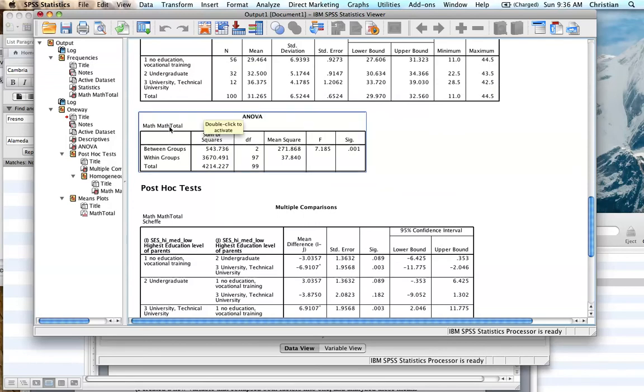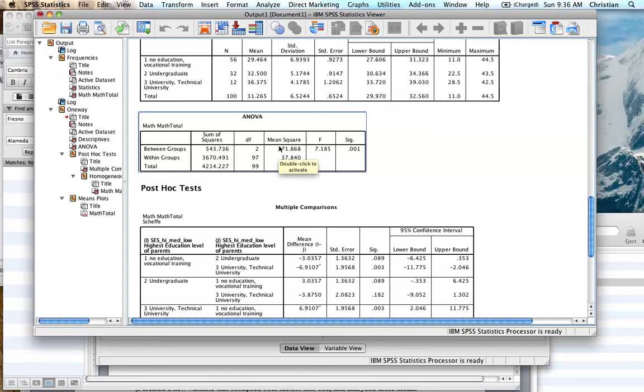Now here we come to our ANOVA table. This is what we're really interested in. It tells us, is there a difference between the groups? So we get the within groups mean squares and the between groups mean squares. If there was no difference, we expect the mean squares between the groups to be about the same as the mean squares within the groups.